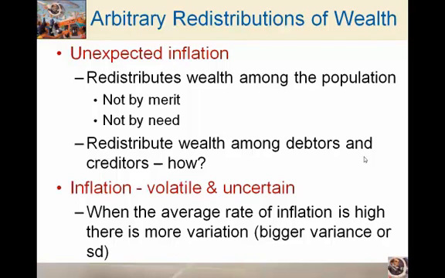And unexpected inflation among the population is going to redistribute wealth, not by merit, not by need. It's going to redistribute wealth among debtors and creditors. And how is it going to do that? Well, think about this. If you borrow money from a bank, and the bank assumes that inflation is going to be 3%, and they want a real return of 3% as well, they're going to charge you 6%. That gives them a real return of 3%, and each dollar they're going to get back from you in a year's time is going to be worth 3% less because of inflation. Each dollar will buy 3% less goods and services.